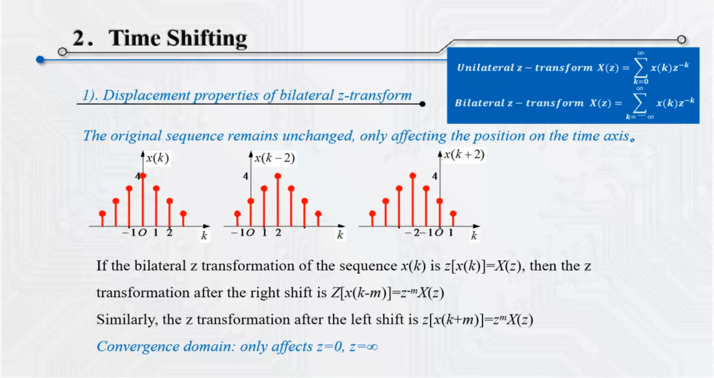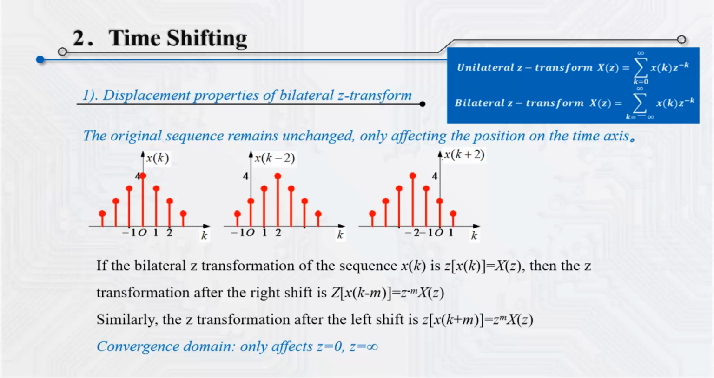For bilateral Z transform, it solves the sum over k from negative infinity to positive infinity of x of k times z to the power of minus k. It is a form of summation. Then that means the value of the sequence involved in the operation is unchanged. What has changed is its corresponding position on the timeline.